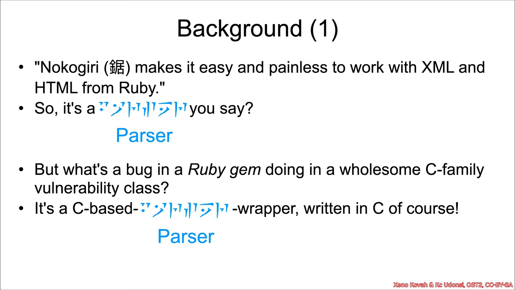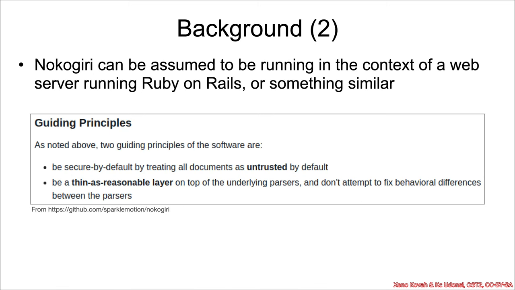Well, it's a C-based parser wrapper written in C, so this wraps around other things like libxml and so forth. While Nokogiri could be assumed to be running in the context of any Ruby system, we're going to pretend that it's running on a web server via something like Ruby on Rails.